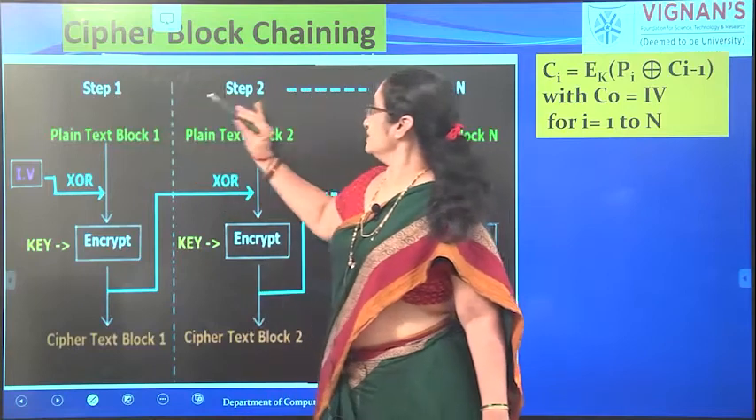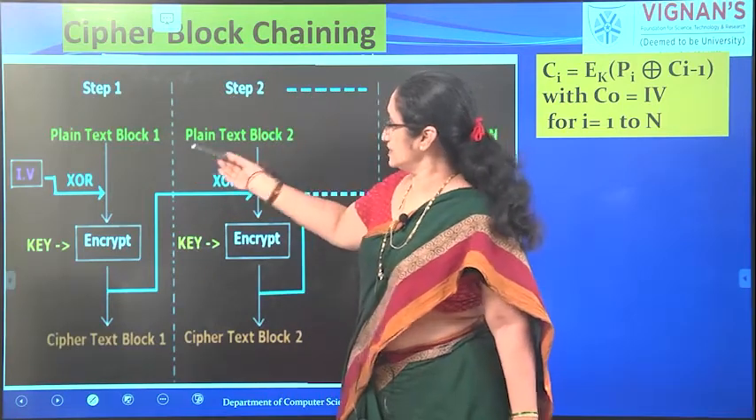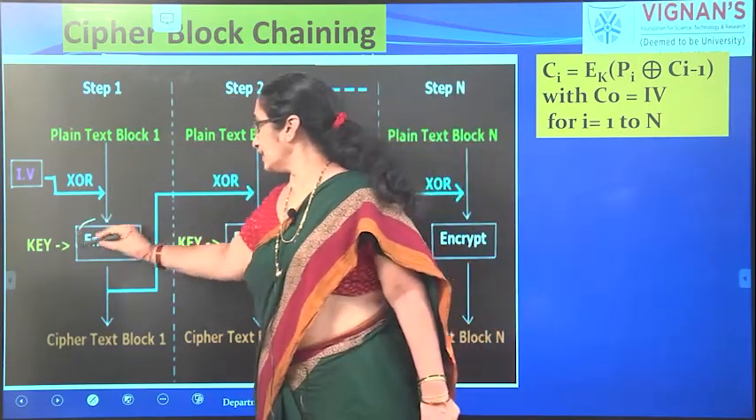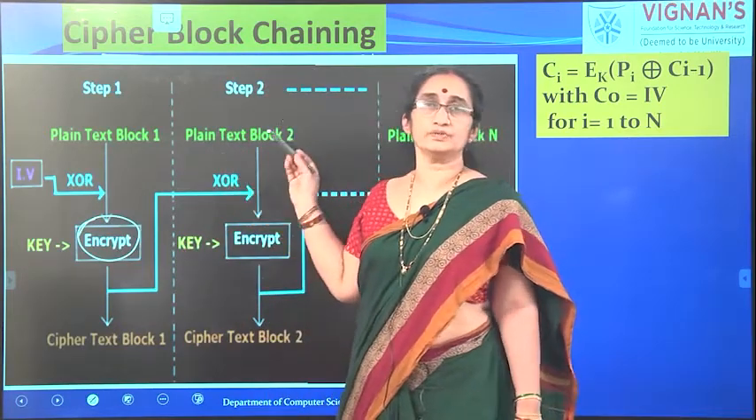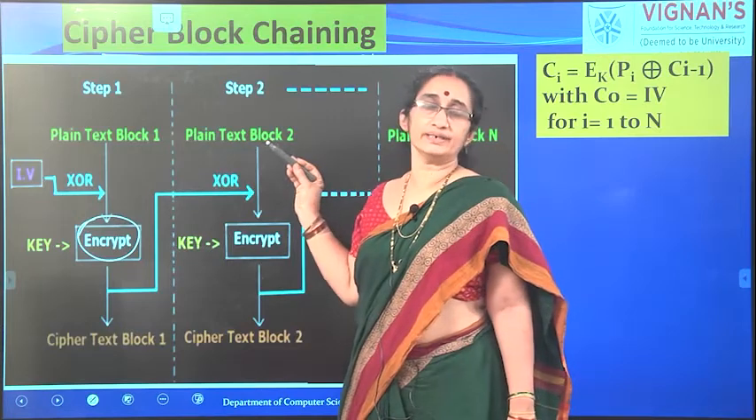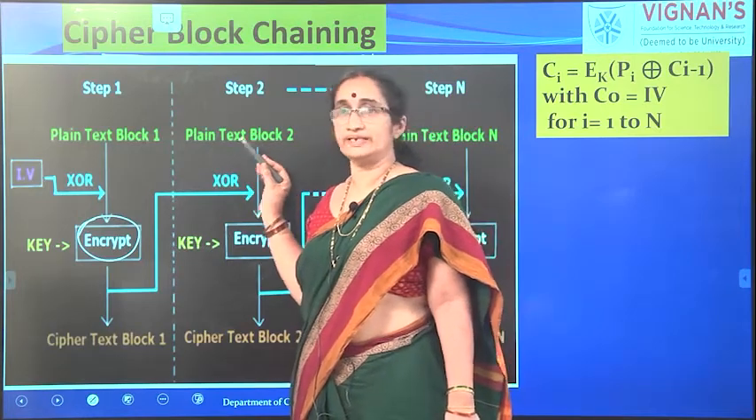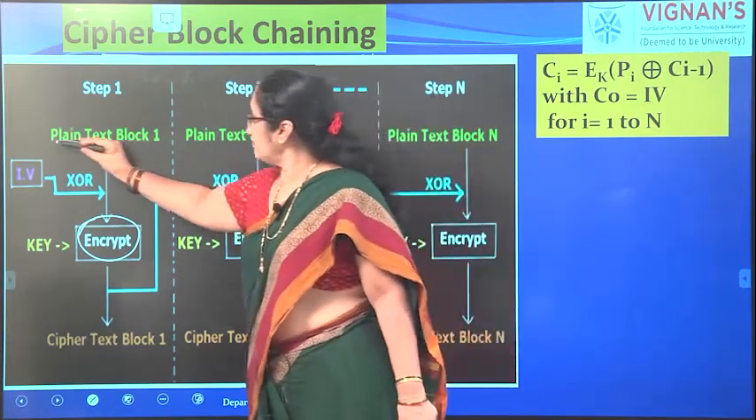Similarly, you are dividing the plain text into blocks of 64 bits. Depending upon the algorithm, if you are using DES, you will divide it into 64 bits. If you are using AES, you will be dividing it into 128 bits. So you are taking the plain text.